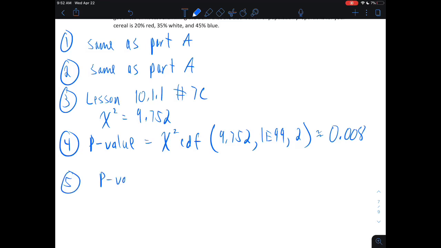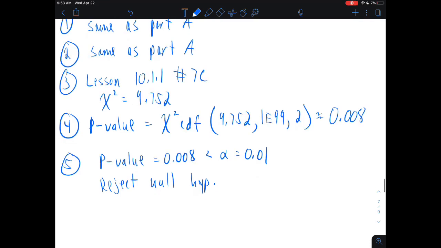P-value of 0.008, that's definitely less than alpha, which is equal to 0.01. This tells us that we reject the null hypothesis. So that means that our data does not support the claim. Since the claim and the null hypothesis were the same, the data does not support the claim.